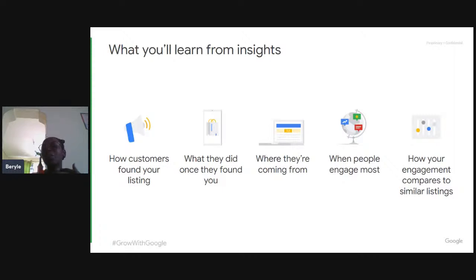And then how engagement compares to similar listings. You have to look at your profile's performance vis-a-vis your competitors, and basically be able to see what you're doing better, what they're doing better. Can you replicate the same? What's not working out for you? What's not working out for them? And don't make the same mistake.